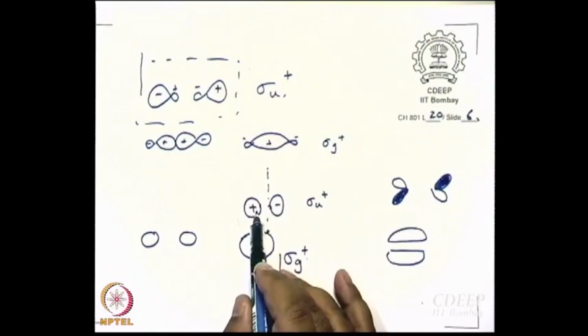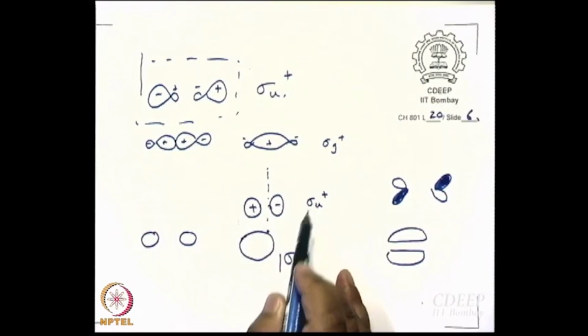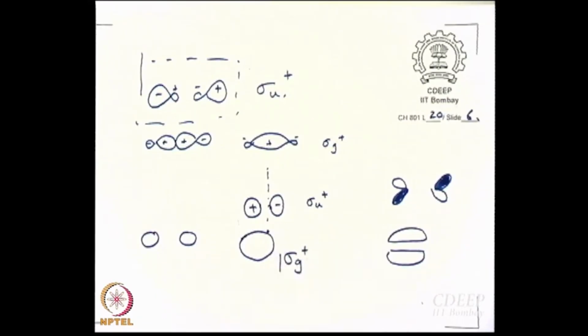So another way of finding the symmetry species of this antibonding orbital would be to realize that this antibonding orbital is somewhat like the z axis, right, lying along this direction, plus this side minus this side. This is sigma u plus. Just to check, where is z? Z is also sigma u plus.